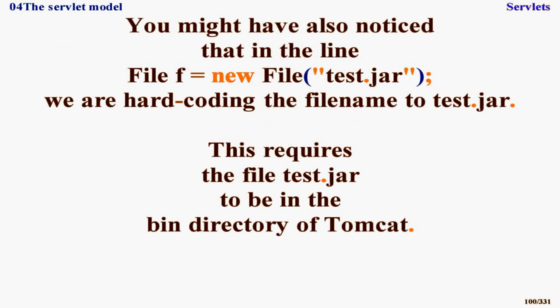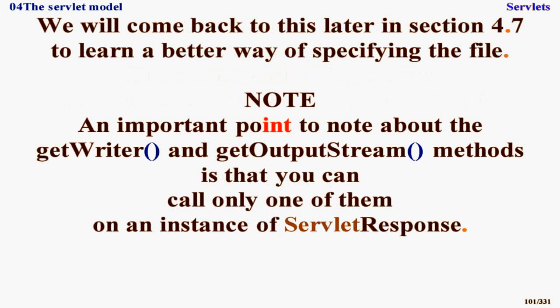You might have also noticed that in the line File f = new File("test.jar"), we are hard-coding the filename to test.jar. This requires the file test.jar to be in the bin directory of Tomcat. We will come back to this later in section 4.7 to learn a better way of specifying the file.